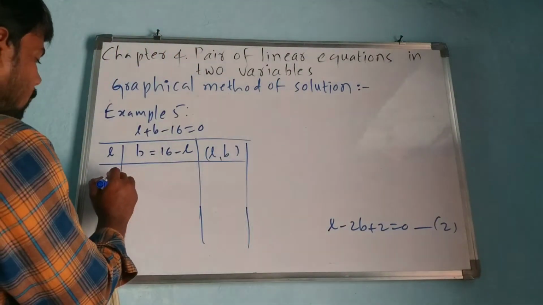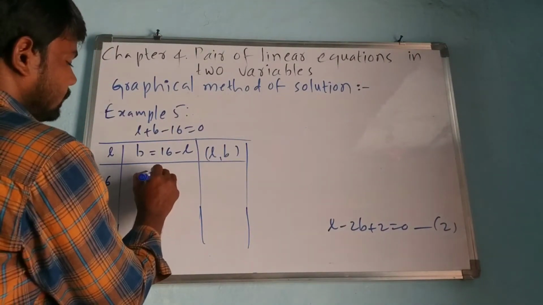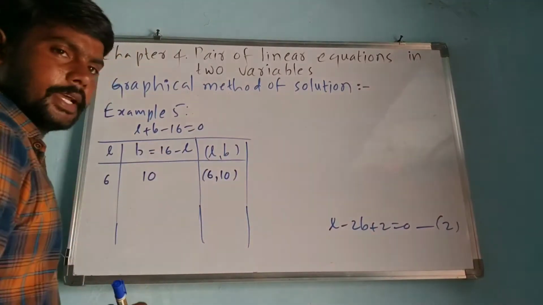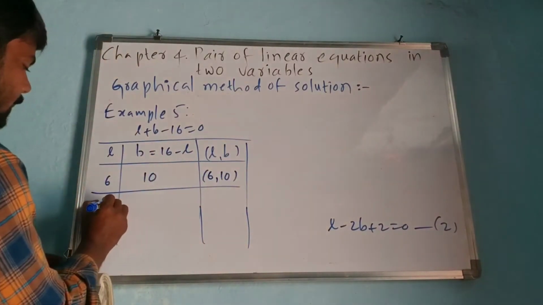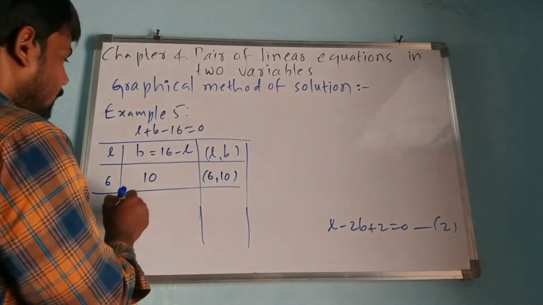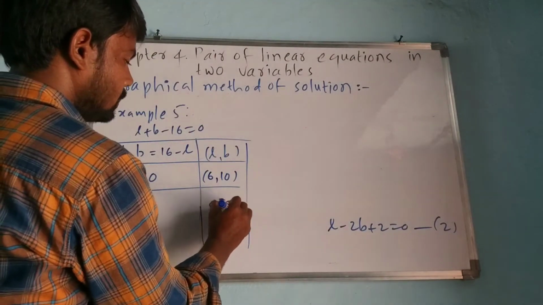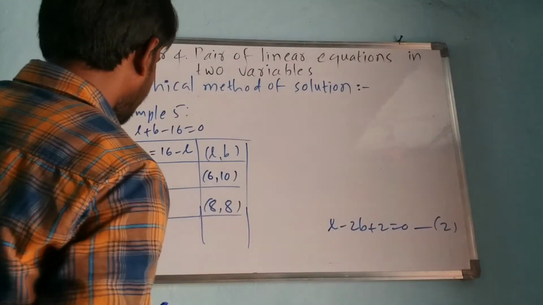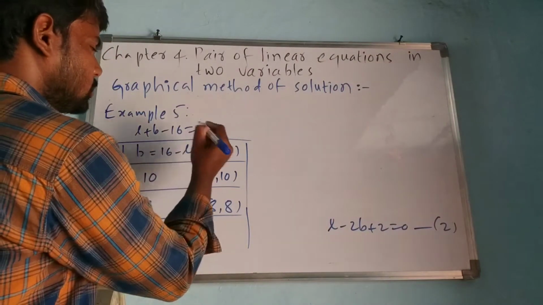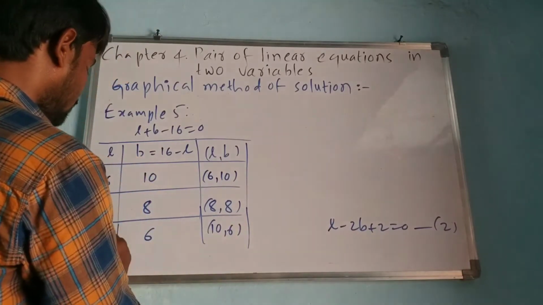So I take the first L value as 6. If L is 6, B will be 10, 16 minus 6. So 6 comma 10. And then take 8. If L is 8, then B will be 16 minus 8, which is 8. So this will be 8 comma 8. And then take L is 10. 16 minus 10 is 6. So the point is 10 comma 6.